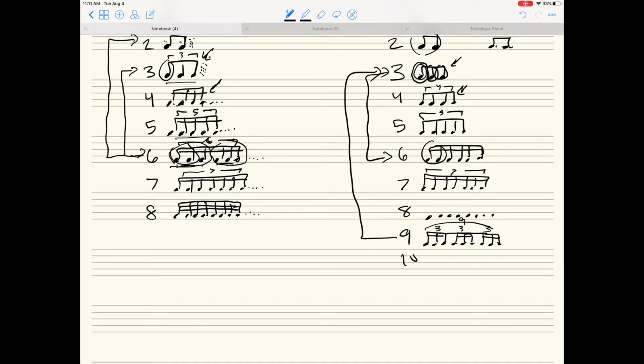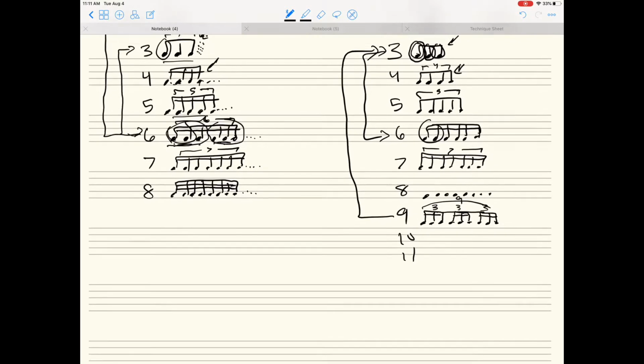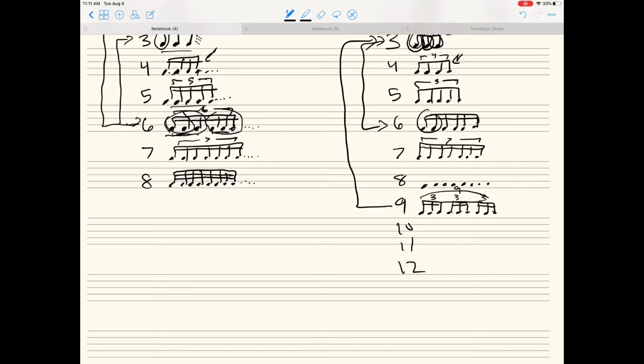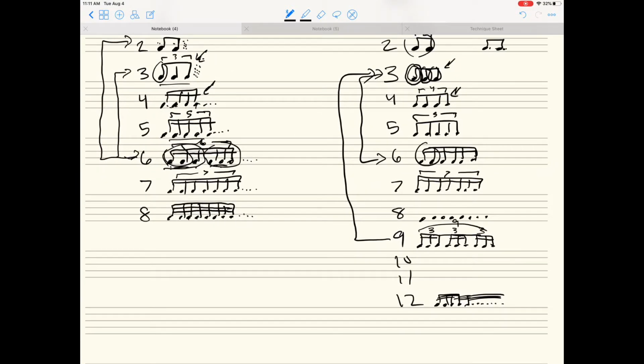We're going to skip 10, 11. You just write a 10 over it, write an 11 over it. By the time we get to 12, that's when we get to 32nd notes. There's 12 of these. 12 32nd notes. Which, of course, again, goes back to this basic division of our beat, taking each eighth note, dividing it four times, and we get 12.